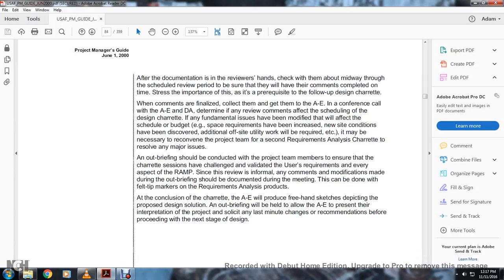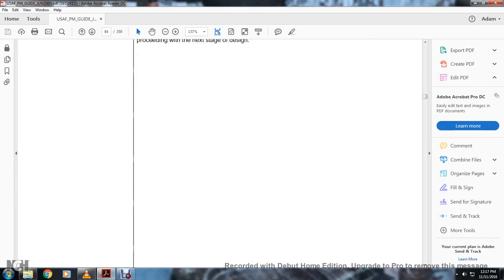At the conclusion of the charette, the A&E will produce a sketch depicting the proposed design solution. An out-briefing will be held with the architectural engineer to present the interpretation of the project solicitation, and any last-minute changes to the recommendation before proceeding to the next stage of design.